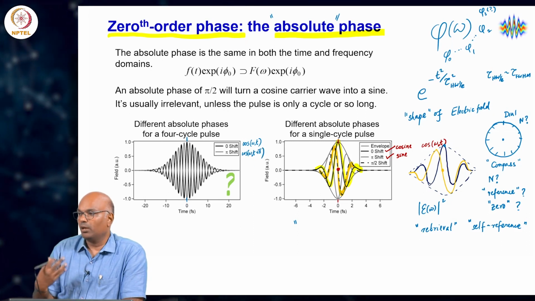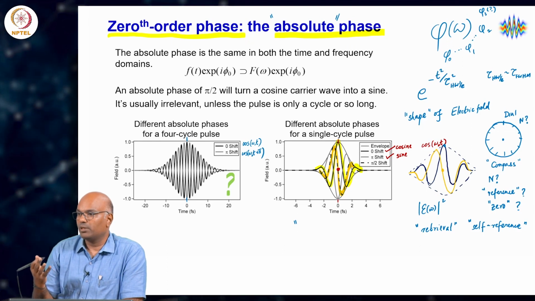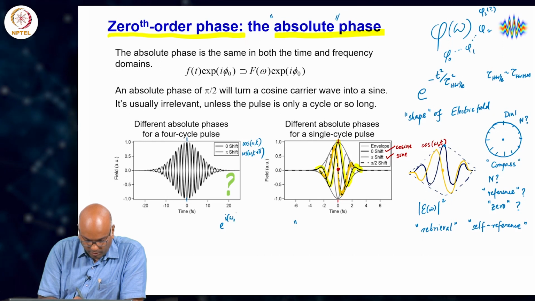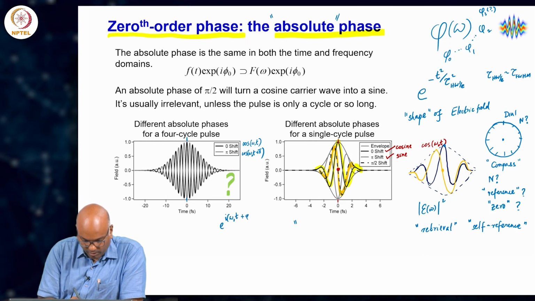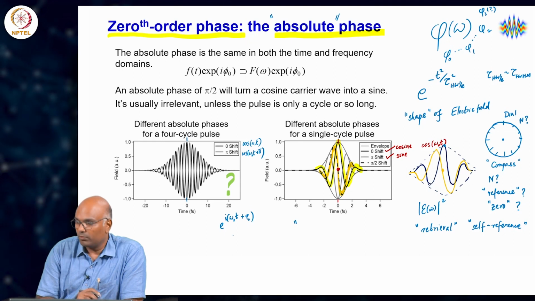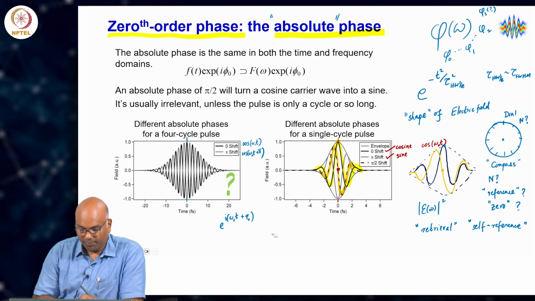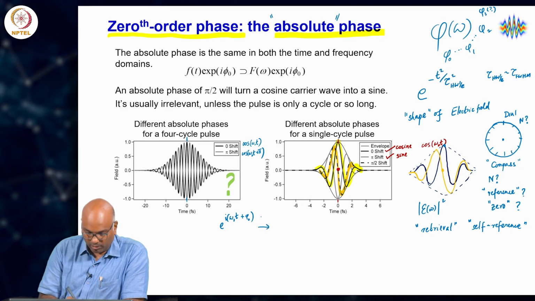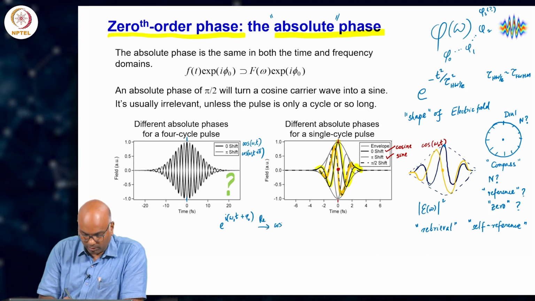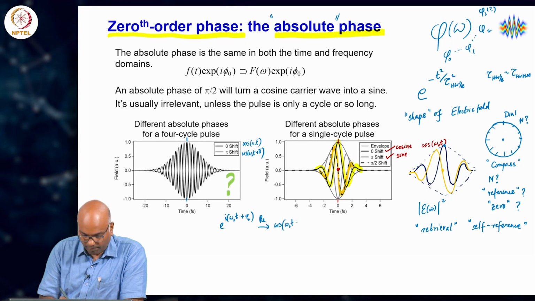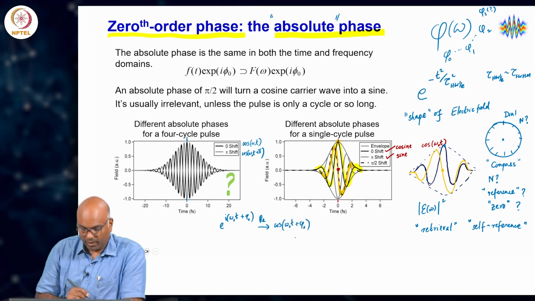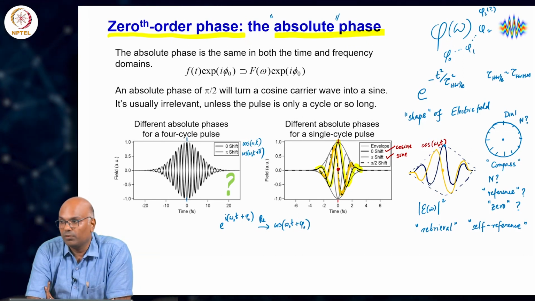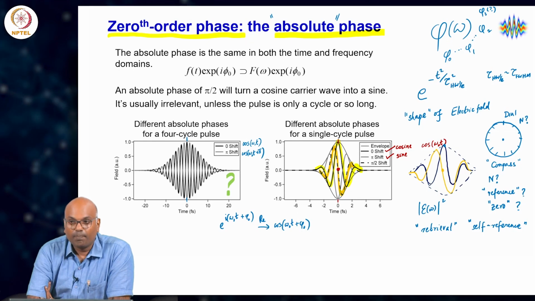And why is cosine now also sort of coming to us naturally? Because we had e to the i omega naught t plus some phi 0. Let's say the other terms are 0 in the Taylor expansion. We are all the while bothered only about the real part of this, which is cosine omega t plus phi 0, the 0th order phase, right?